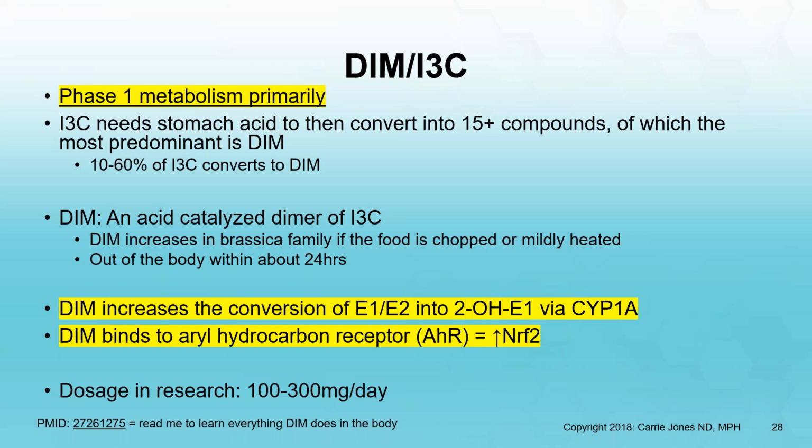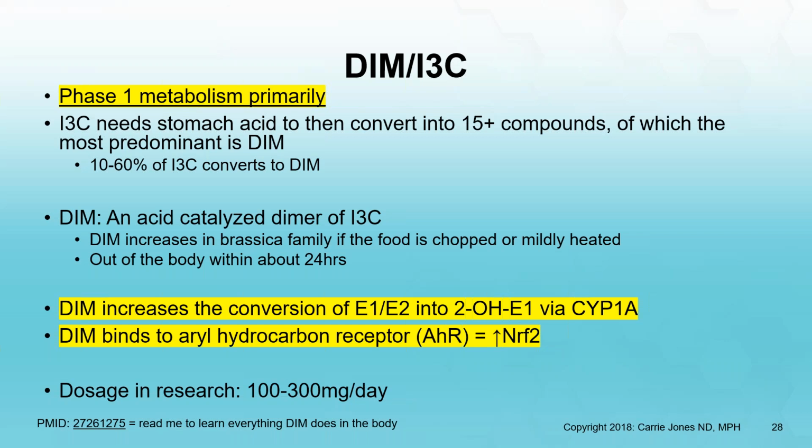But the way DIM works is that it increases the conversion of your E1 and E2 in circulation down the 2-OH pathway through CYP1A, which is good. We want to favor this healthier 2 pathway. That's what we're going for.